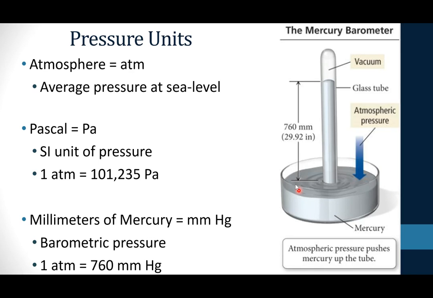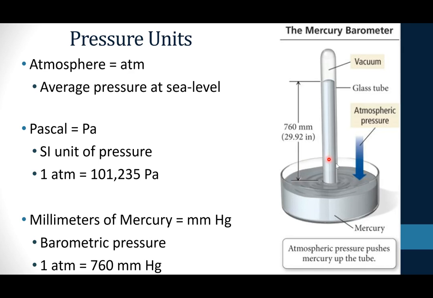What we've got here is kind of a reservoir at the bottom, and then this is an evacuated glass tube. So there's a vacuum inside of this glass tube. Inside of our reservoir is mercury. So that's how we get millimeters of mercury. So mercury is in here. As atmospheric pressure rises, it's going to push down on this reservoir here.